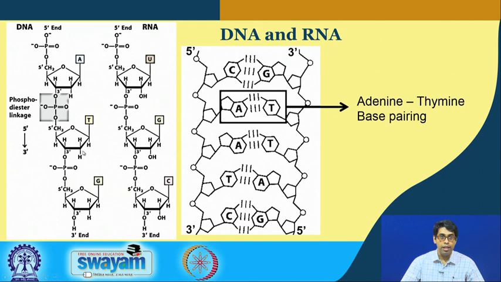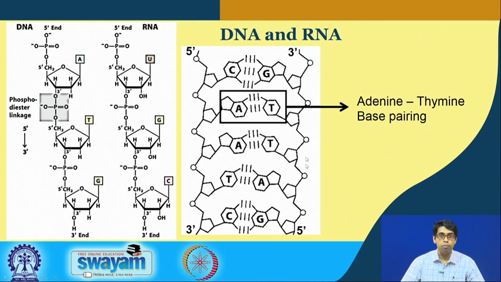Another difference between DNA and RNA is that DNA forms a double-stranded structure. So, it is shown here. This is one of the strands. So, you see it runs from 5 prime to 3 prime direction, and this is another strand which runs in the opposite direction. So, this is 3 prime and 5 prime.